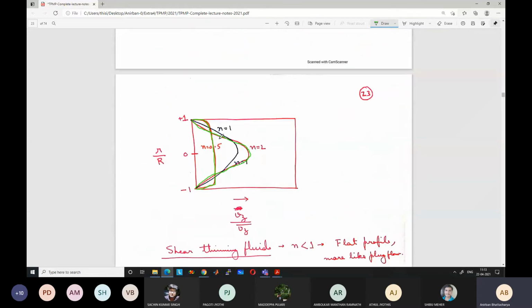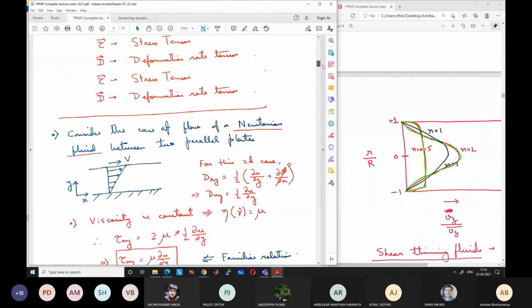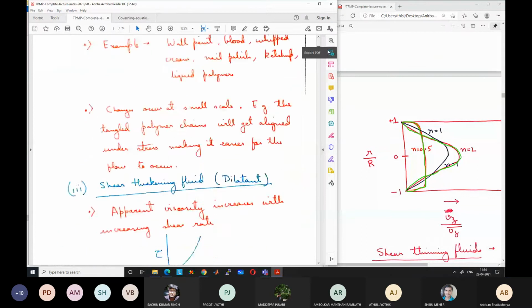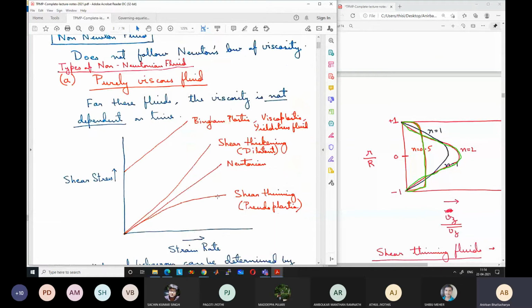What is the definition of a shear thinning fluid? A shear thinning fluid means that with increasing shear stress or increasing strain rate, the viscosity decreases. So the apparent viscosity decreases with increasing strain rate. If we see that graph, this is a shear thinning fluid. When we increase the strain rate, the apparent viscosity, the slope of the line, is decreasing. So with higher shear stress or higher strain rate, the viscosity decreases.